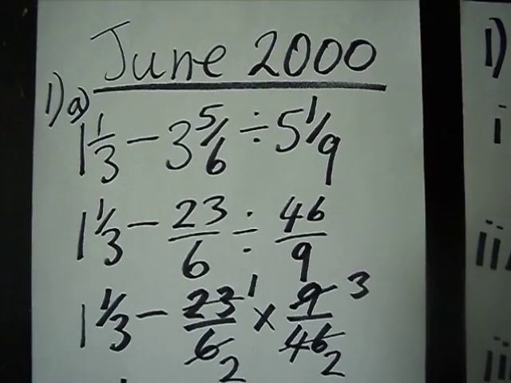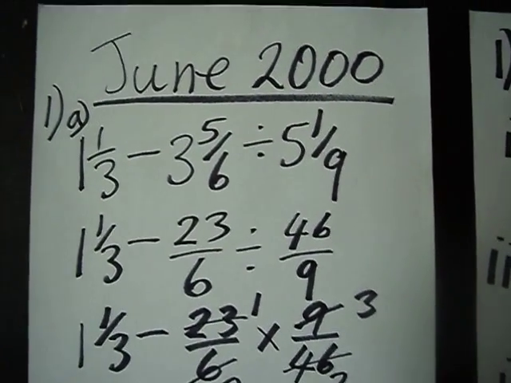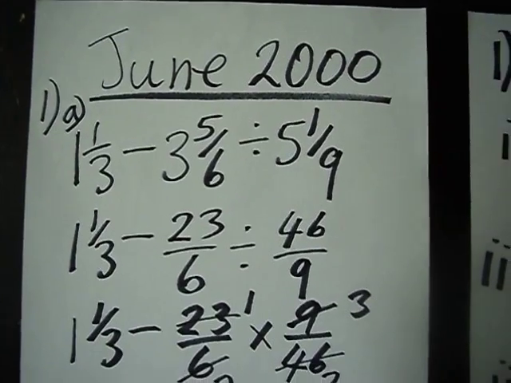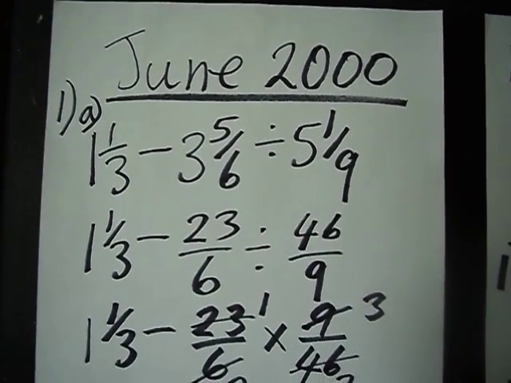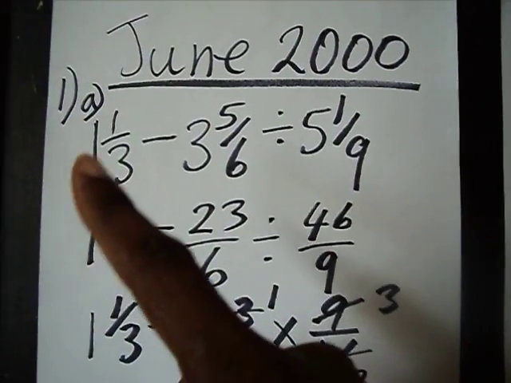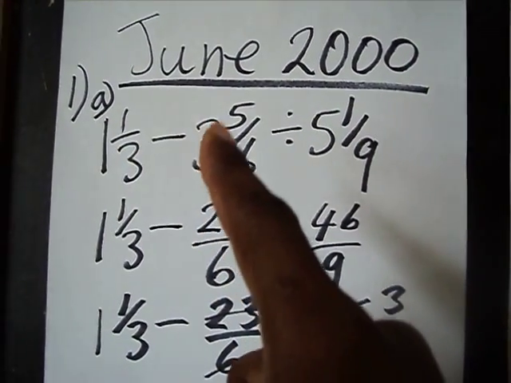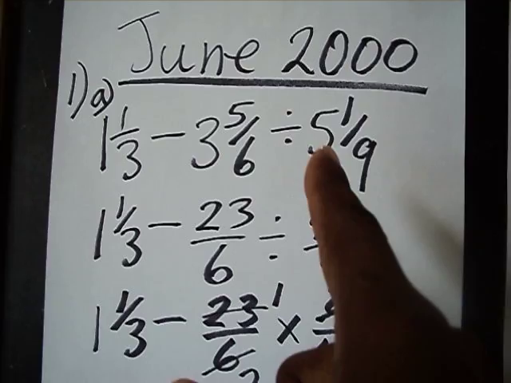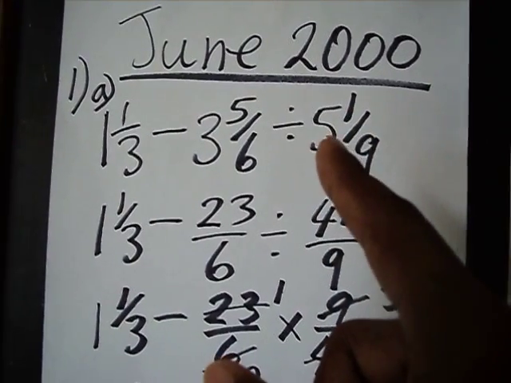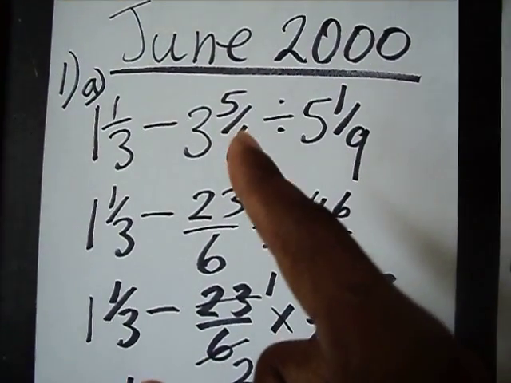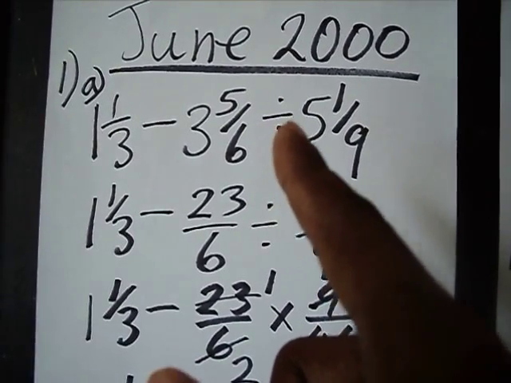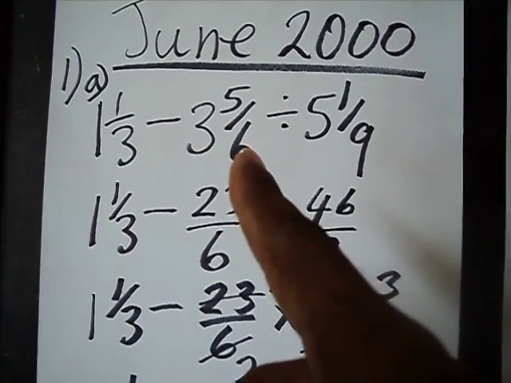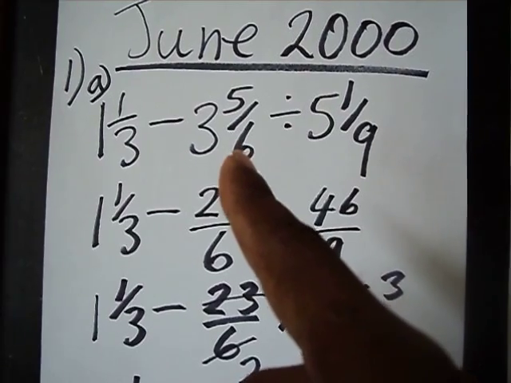June 2000. I'm providing you with all the answers, okay? Make sure you have the question paper in front of you. First of all, we have 1 and 1/3 minus 3, 5/6 divided by 5, 1/9. Now, BODMAS tells us that we are going to divide first. So we are going to divide this first, okay? But we are going to change this mixed number into an improper fraction.